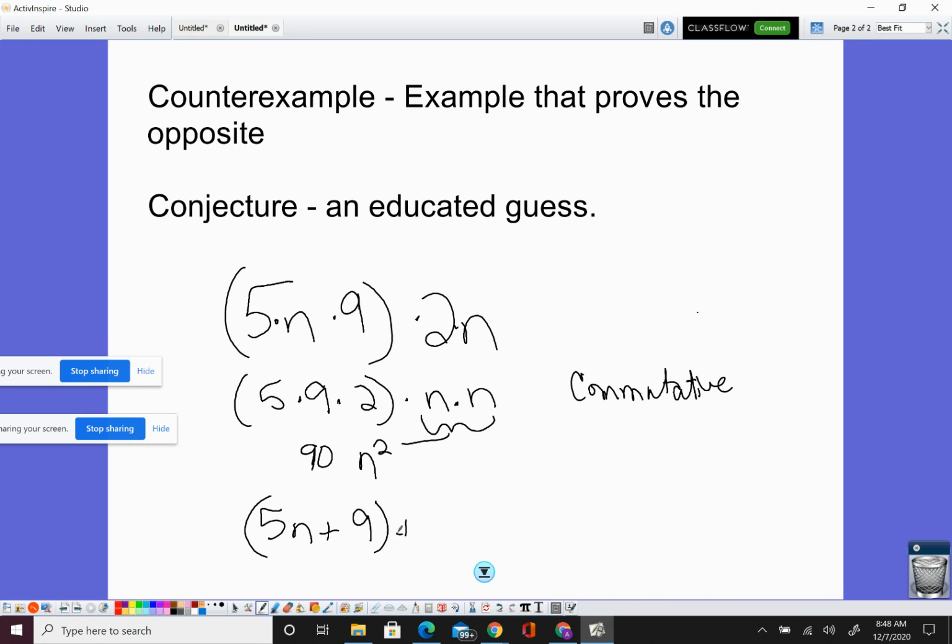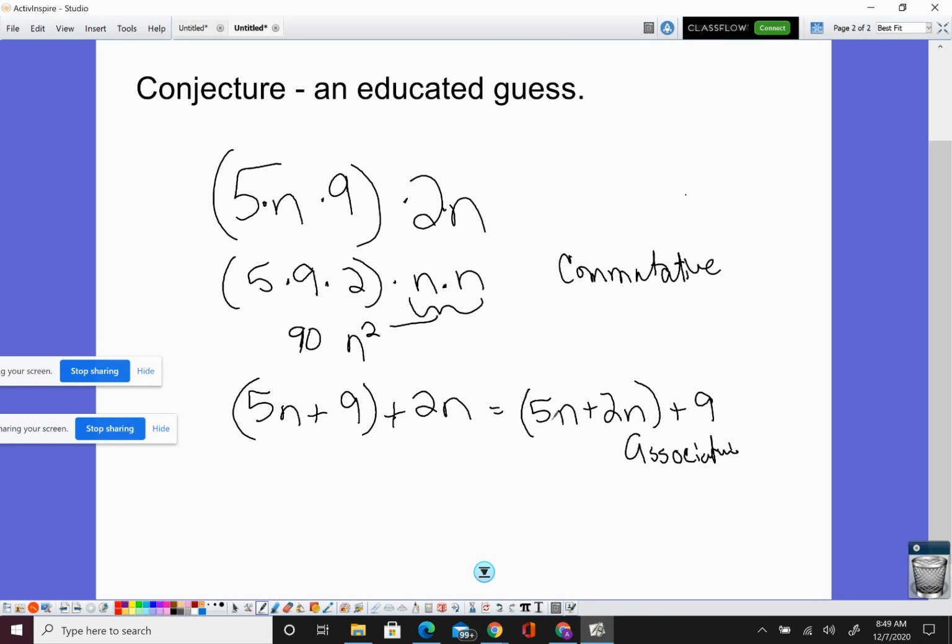What if I had this, my addition? I would probably rewrite it to look like this. And that's the associative step because I've regrouped. And then I would add my 5n and my 2n together to get 7n.